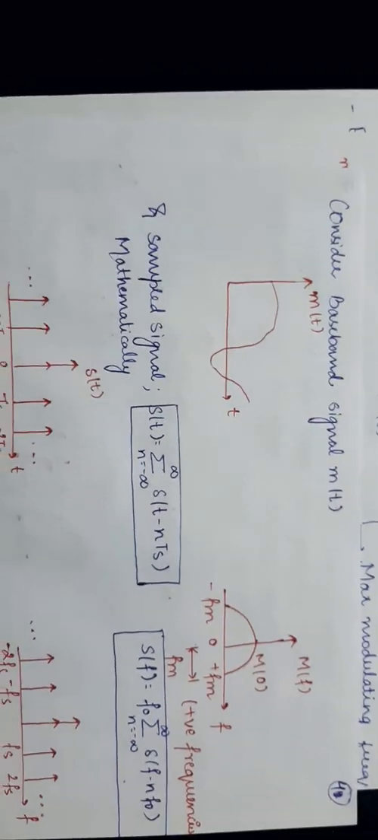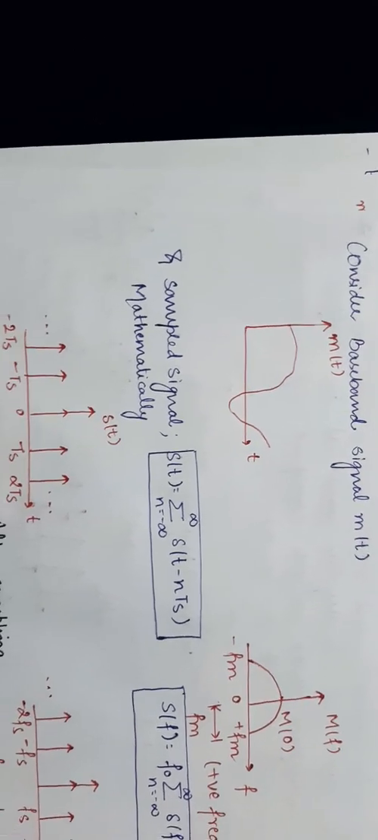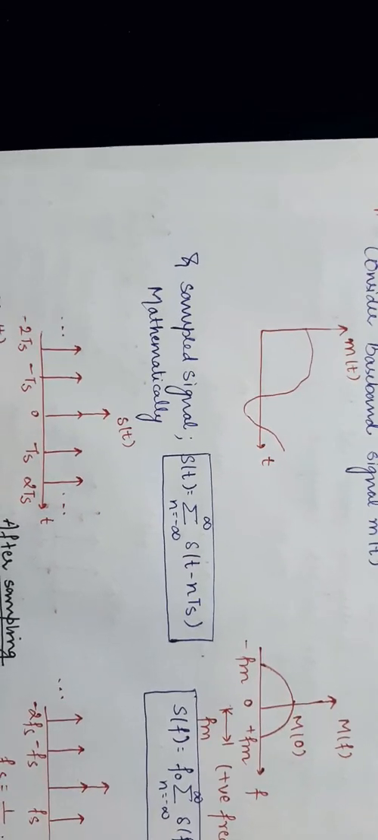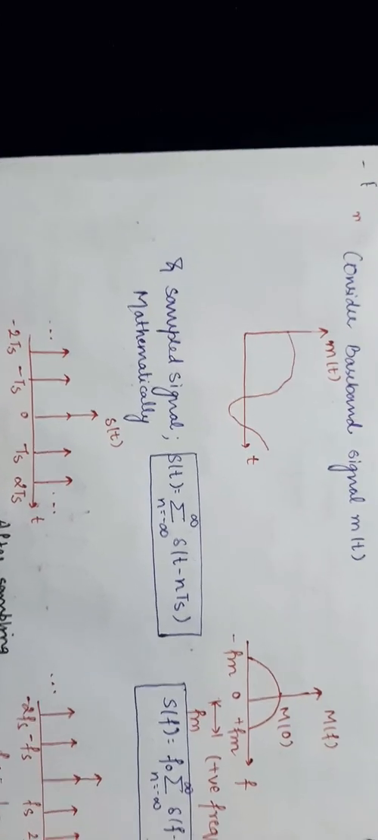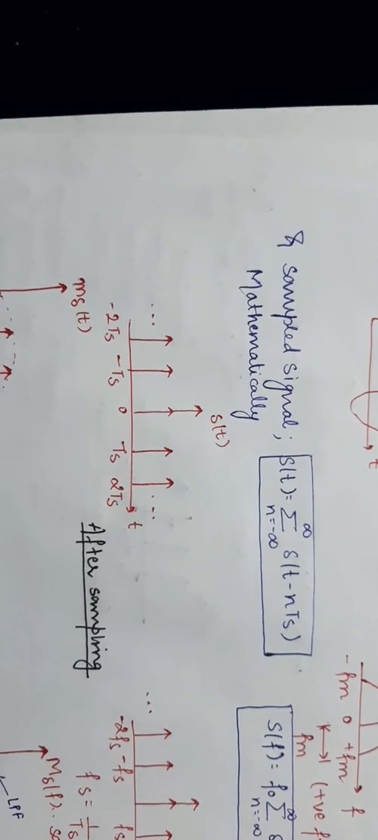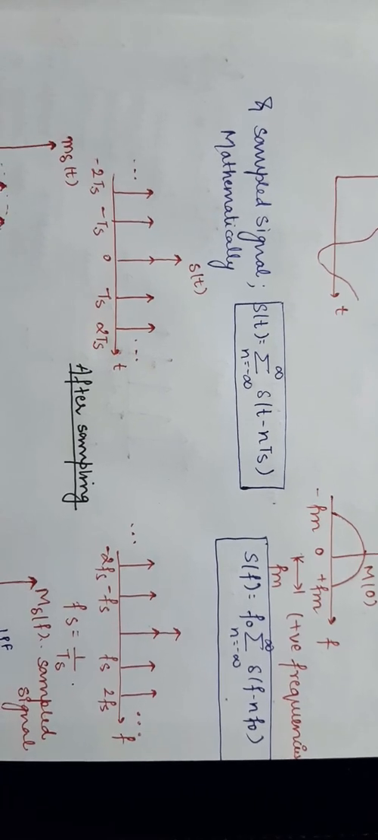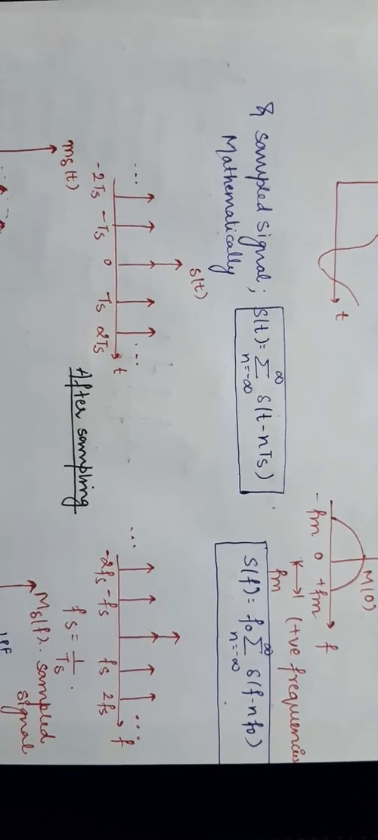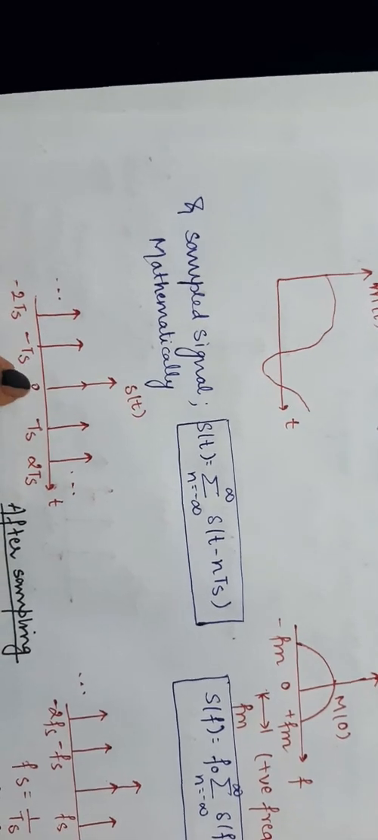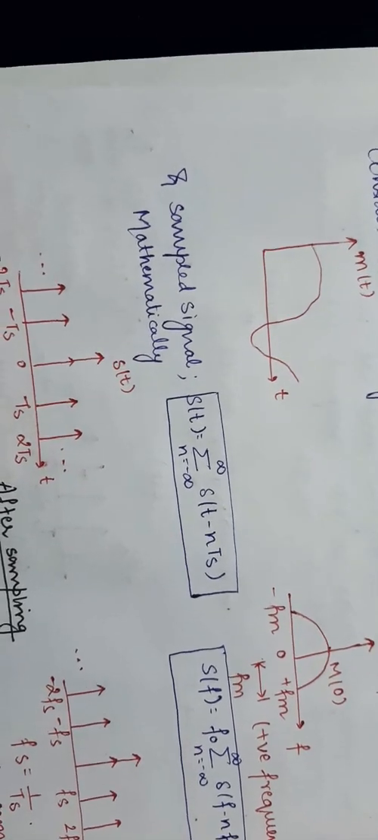Now if we consider a baseband message signal, an arbitrary message signal represented as m(t), and its frequency spectrum denoted by capital M(f), having a bandwidth of fm. Here we basically consider only positive frequency. If we see the sampling signal mathematically, s(t) equals the summation from n equals minus infinity to infinity of delta(t minus nTs), whereas for frequency, S(f) equals f naught times the summation from n equals minus infinity to infinity of delta(f minus n f naught). If we see over here, at n equals 0 we get s(t). For n equals plus minus 1 up to infinity, we get Ts, 2Ts and so on.